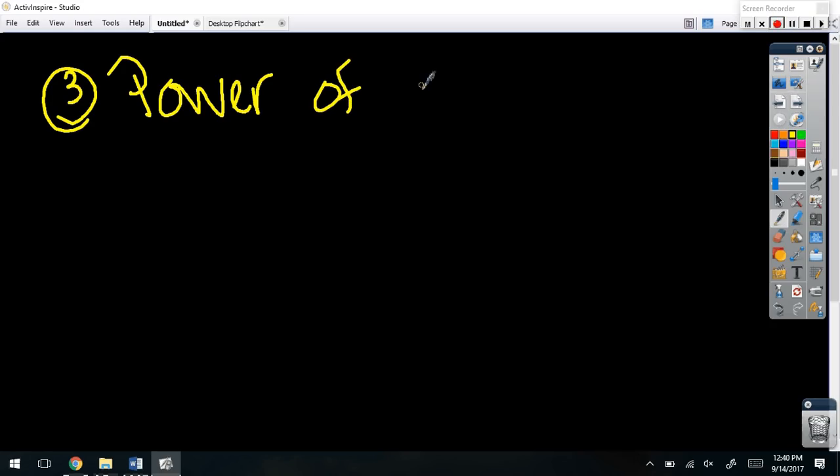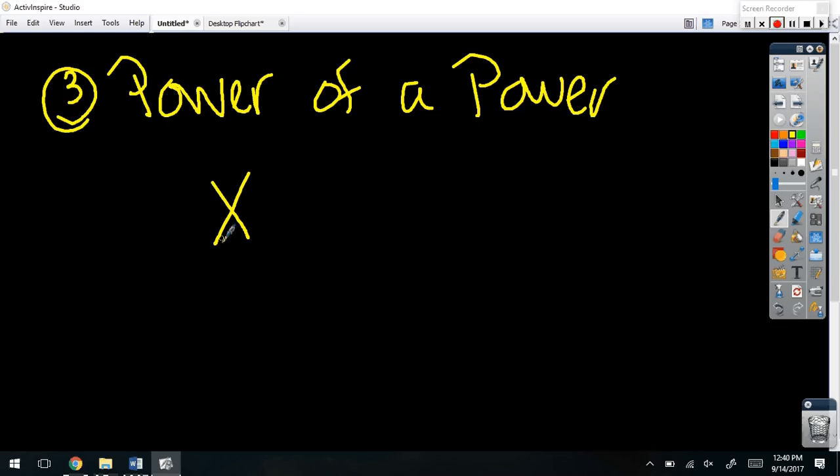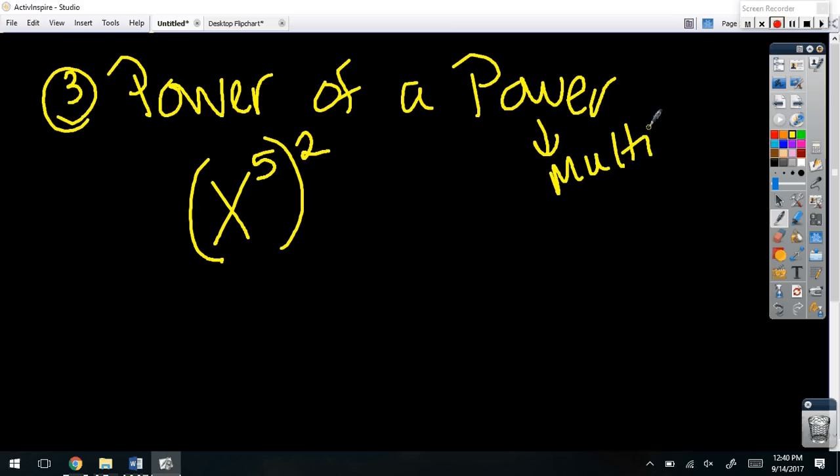Let's move on then. Let's talk about power of a power. Again, the names are not as important to me as you knowing the actual property and what it does. But it helps us give some order to our notes if we put the headings there. Power of a power. I have something raised to a power that I am then going to raise to another power. Multiply.